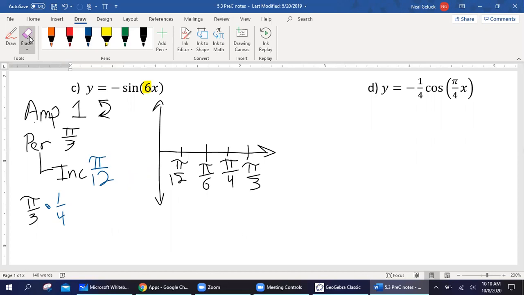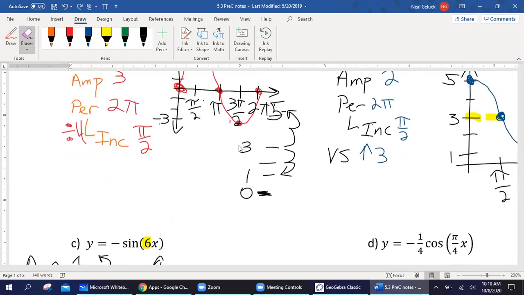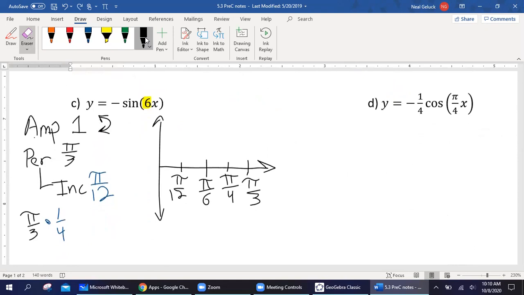On my y-axis, my amp is just 1. This is definitely not going to be drawn to scale. Oops, I did not want to erase that. I also didn't want to do that. There we go, we're back. 1, -1.